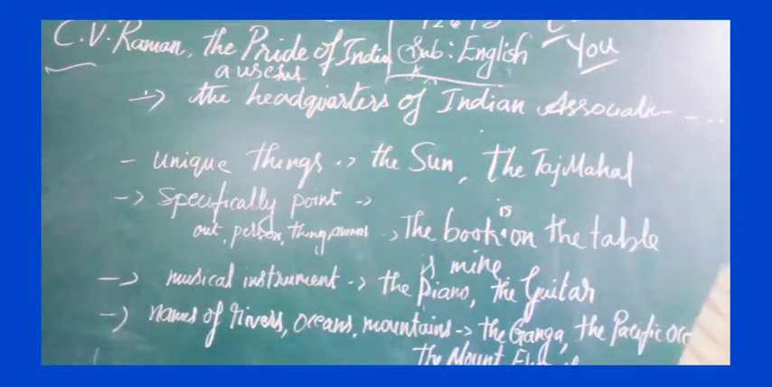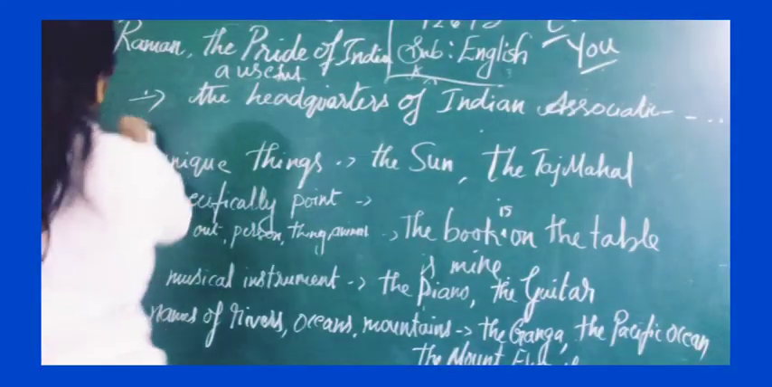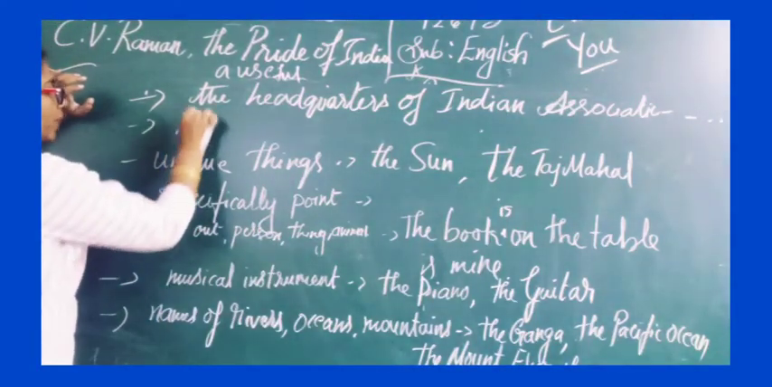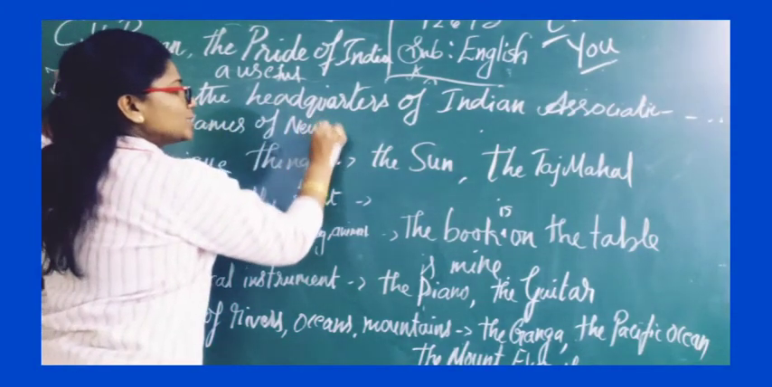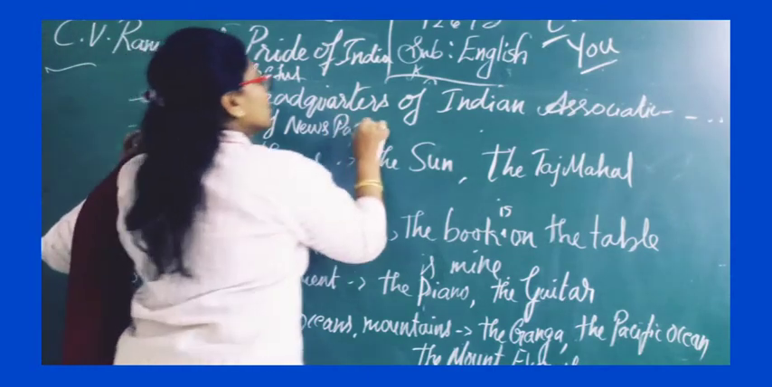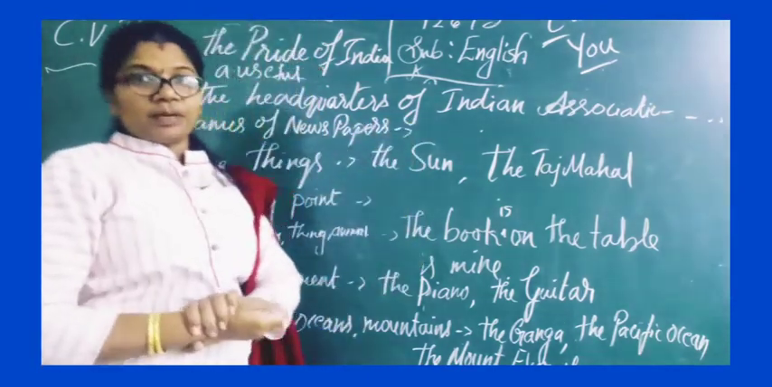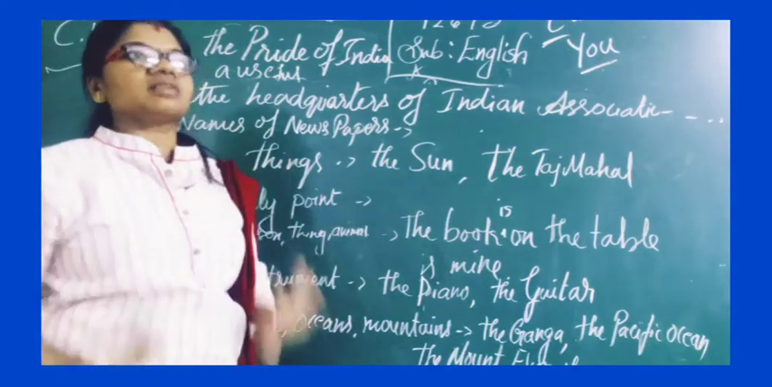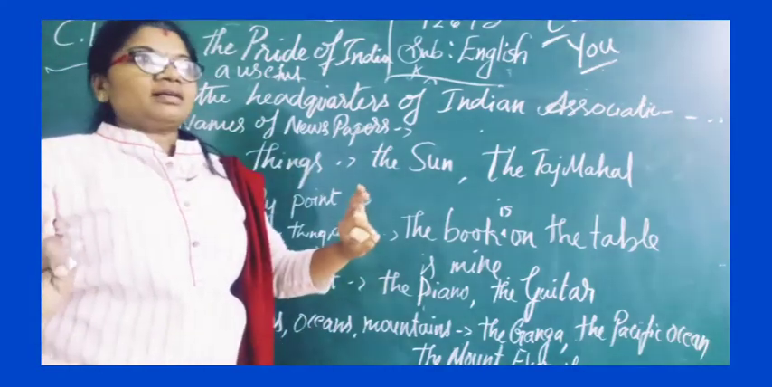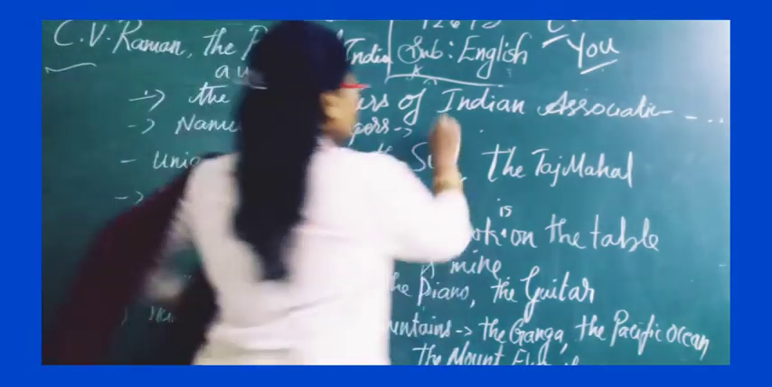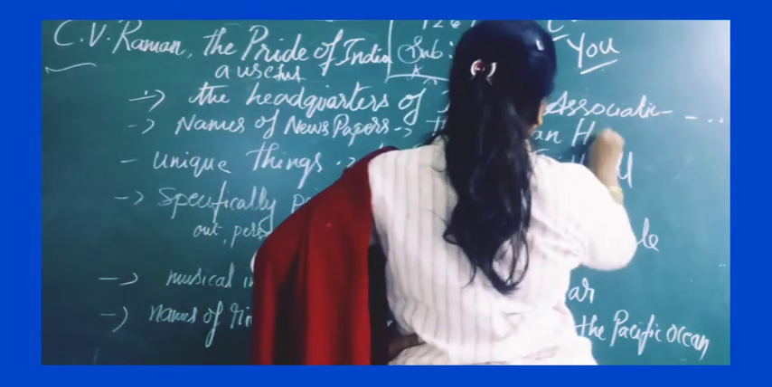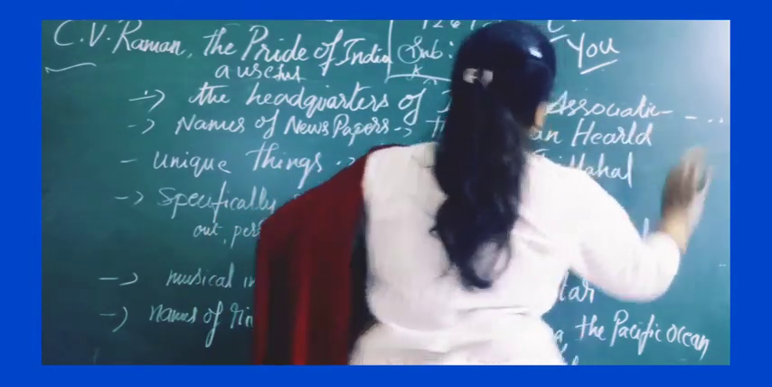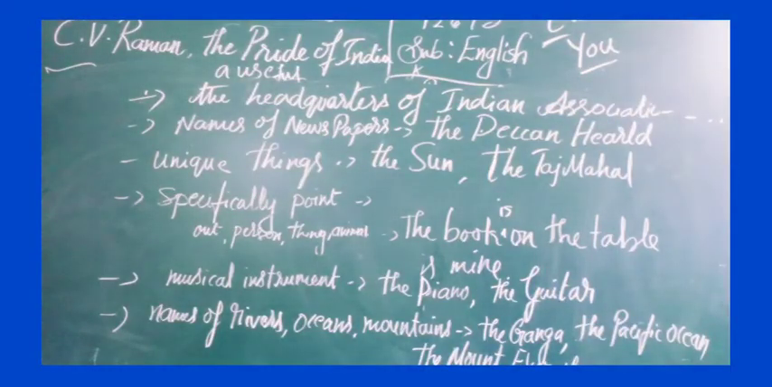And then we use the before the names of newspapers, always only the article the. You cannot say a Hindu paper. The Deccan Herald, the Sakshi paper, anything like Andhra Jyoti. Okay, the Deccan Herald, the Hindu, like that. Before newspaper names, always use this only.